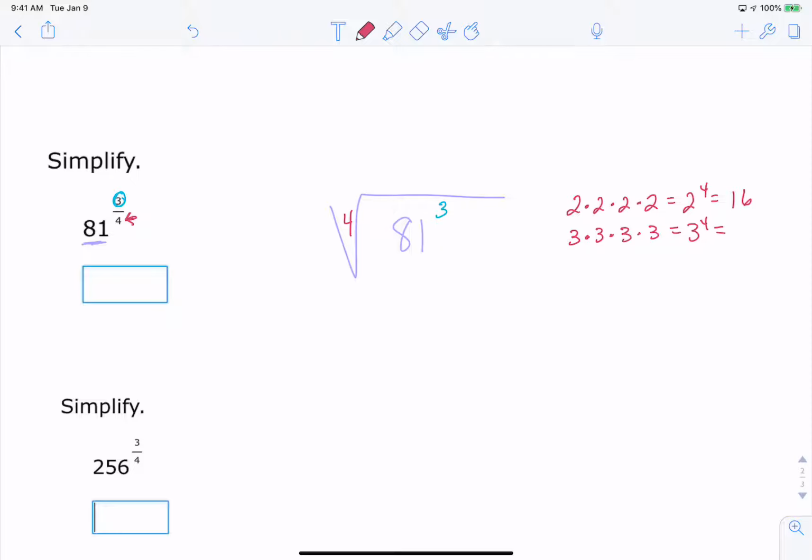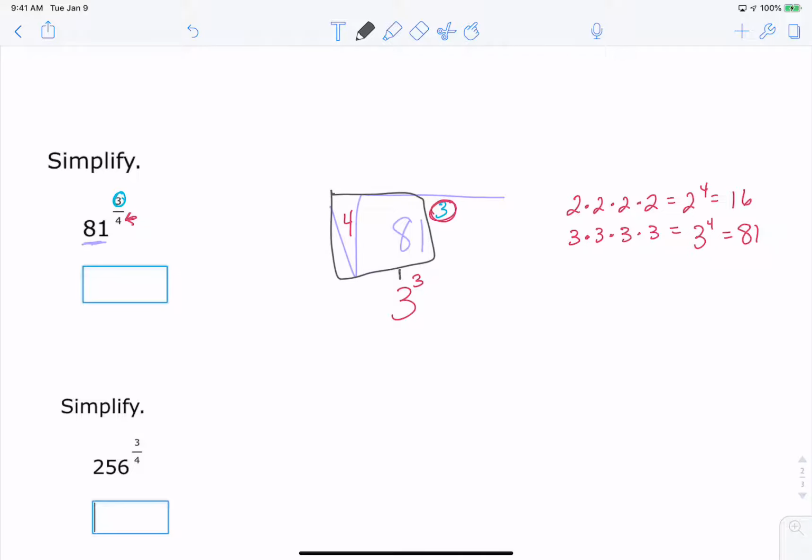let me go back here. Always want to make sure your exponent is smaller than the number that you write. So 3 to the fourth. All right, well 3 to the fourth power is equivalent to 81, so that's exactly what we have here. So the fourth root of 81 is 3, but then we still have the power of 3 that we got to take it to.